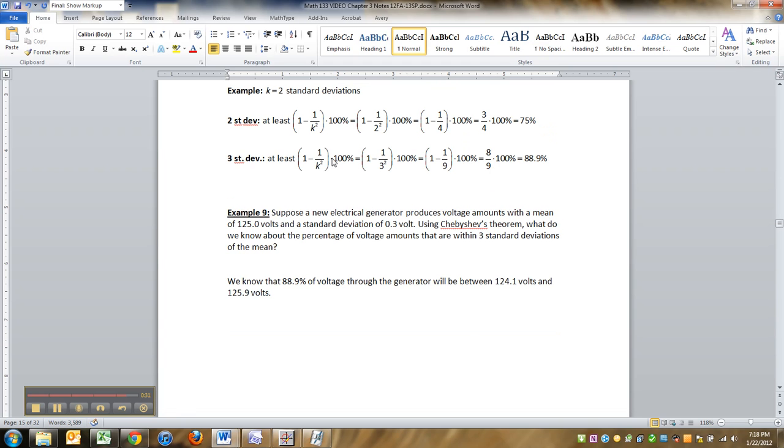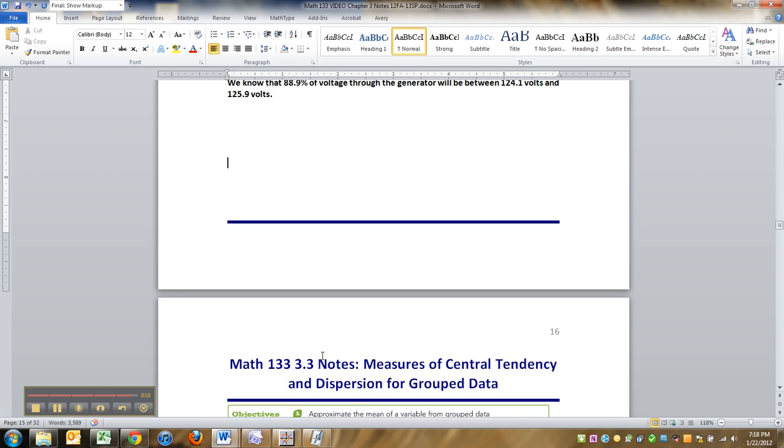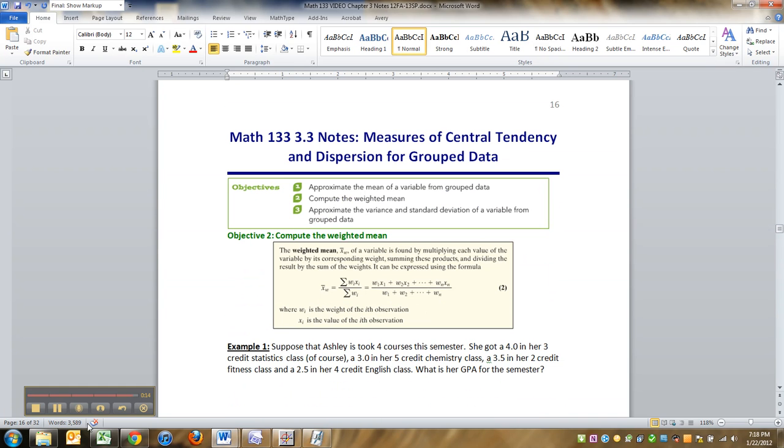88.9 because of this calculation right up here. When they say 3 standard deviations, it'll always be 88.9. If they said 2, it would have been 75, and we would have had to find 2 standard deviations away. This one I found 3. Alrighty, that's Chebyshev, and we are done with section 3.2. See you back here for section 3.3.